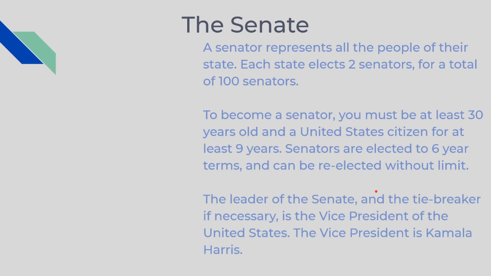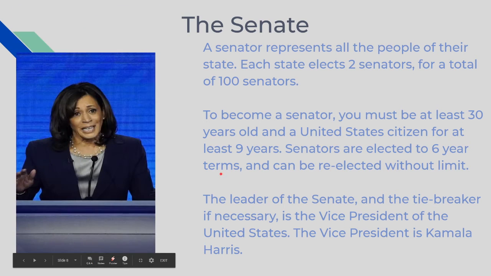And so the leader of the Senate and the tiebreaker, if necessary, is the Vice President of the United States. And so the Vice President is that tiebreaker in case a decision is voted on and it is an even 50-50 vote, or they just cannot agree and that tiebreaker has to come in. And so the Vice President is Kamala Harris, who is this woman over here.